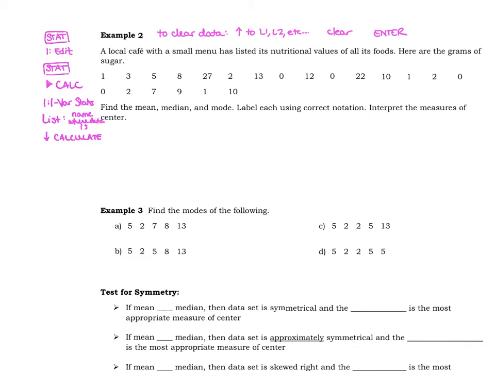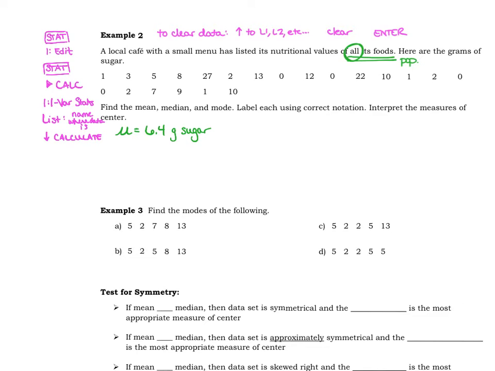Okay, so this says a local cafe with a small menu has its nutritional values of all its foods. That word "all" is really important. That tells you that we are dealing with a population. So that means for the mean, we don't want to use the symbol x bar, we want to use the symbol mu. Now, with this data, everything is to the nearest whole number. So when we look at our data here, and we're going to round to 1 decimal place, the mean should be 6.4, and we are talking about 6.4 grams of sugar.